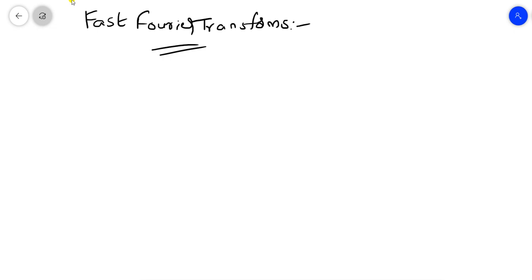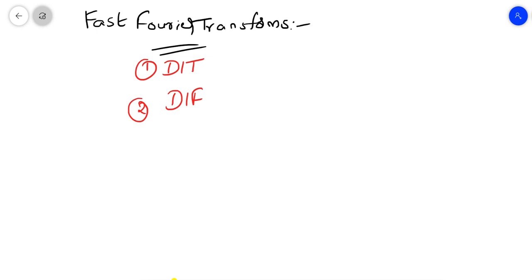Hi students, in this video we are going to discuss two important algorithms, which are nothing but fast Fourier transforms. To reduce the computations and to improve the performance of the DFT, we are using fast Fourier transforms. There are two types of algorithms in fast Fourier transforms: one is DIT, the decimation in time algorithm, and another one is DIF, the decimation in frequency algorithm.